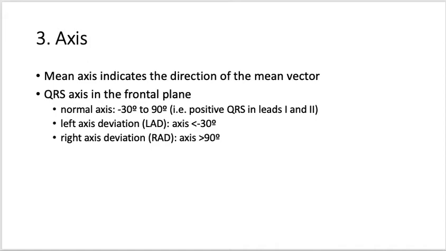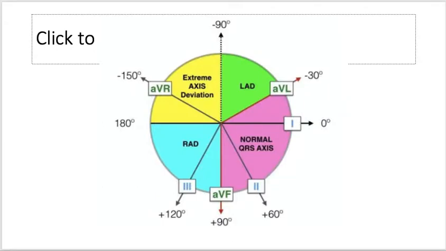So I've written the values there for normal, left and right axis deviation. You can see -30 to 90, less than -30 for left, or greater than 90 for right. The best way I find to understand this is to see it visually, however. So this represents what kind of axis deviation would exist, if any, based off the direction the mean vector is pointing to.